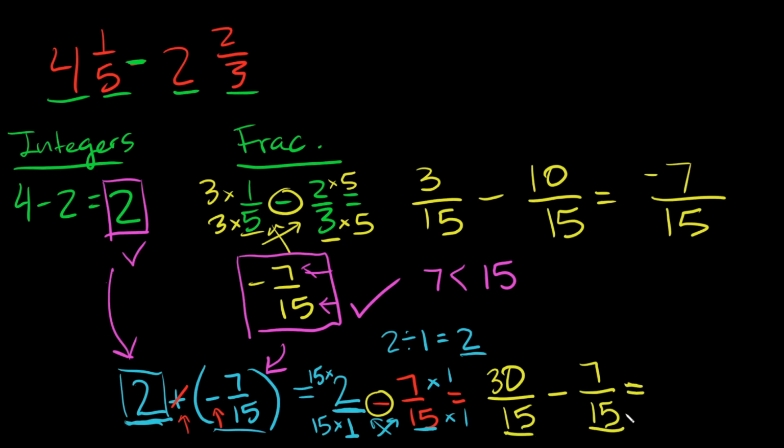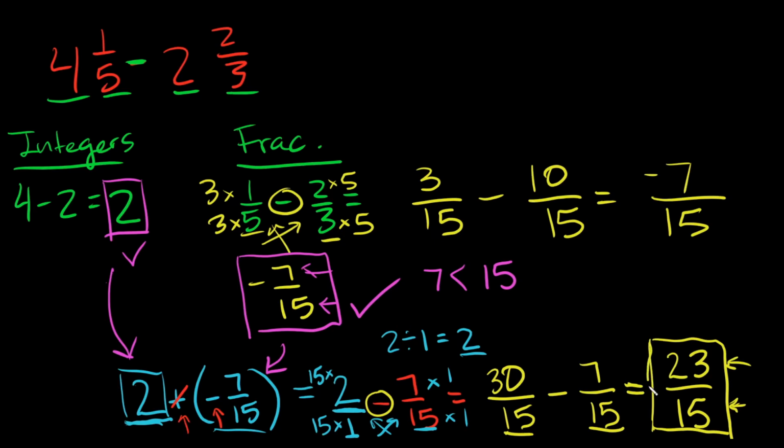Okay, so now this is easy, right? So we're just going to have a 15 in the denominator, and then 30 minus 7, that's positive 23. Boom! Here's our answer. So 2 plus negative 7/15 is equal to 23 over 15. But this is an improper fraction, right? Because the top number is bigger than the bottom number. But the main thing is we want it as a mixed fraction or a mixed number.